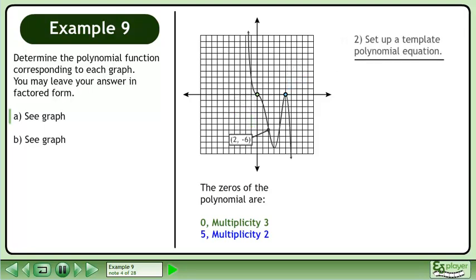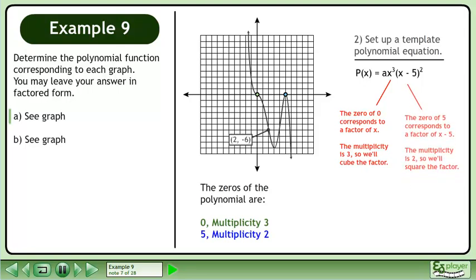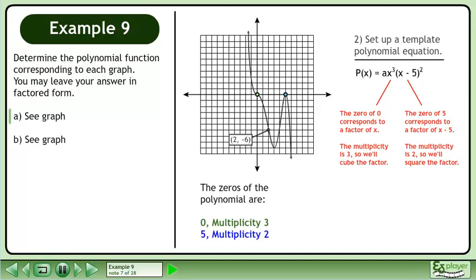Next, we'll set up a template polynomial equation. Write p of x equals a times x cubed times x minus 5 squared. The 0 of 0 corresponds to a factor of x. The multiplicity is 3, so we'll cube the factor. The 0 of 5 corresponds to a factor of x minus 5. The multiplicity is 2, so we'll square the factor.